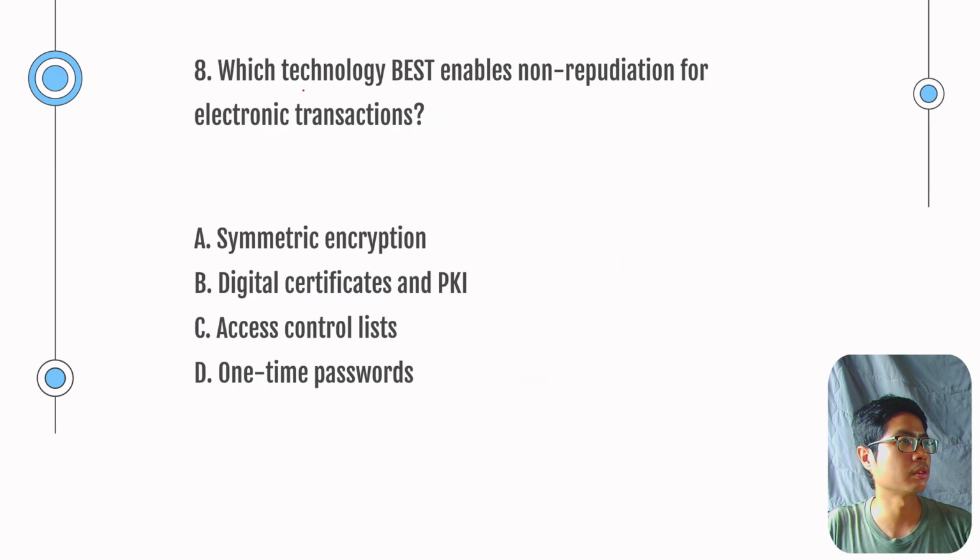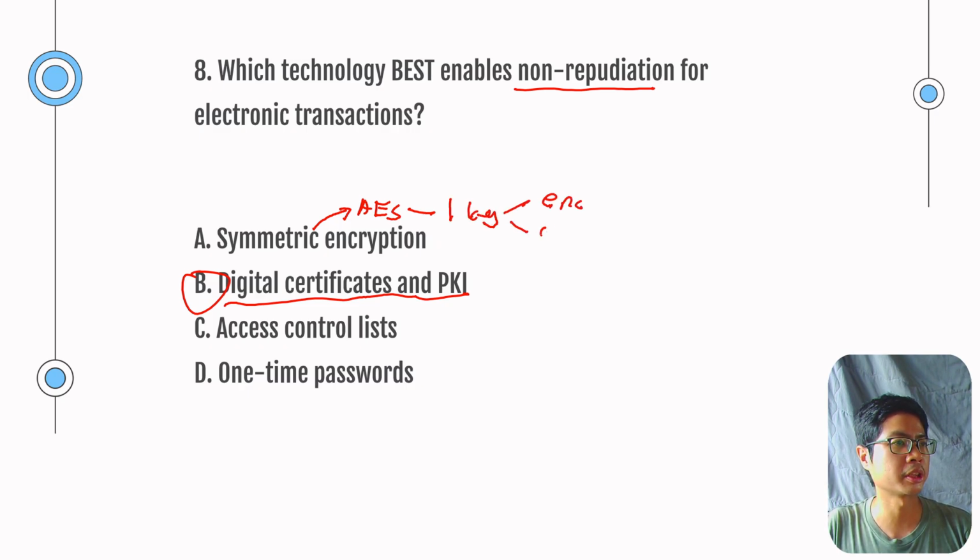Alright, moving on to question 8. Which technology best enables non-repudiation for electronic transactions? Okay, we see the exact same keywords again, digital certificate and PKI here. So I've explained symmetric encryption in the previous question. AES is a symmetric cipher. There is only one key, and the key is used to perform encryption and decryption. So we cannot do non-repudiation because anybody with access to the key could have sent the message out. Okay, access control list, again, this is authorization.